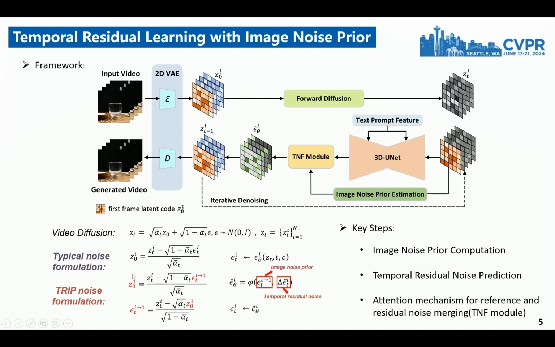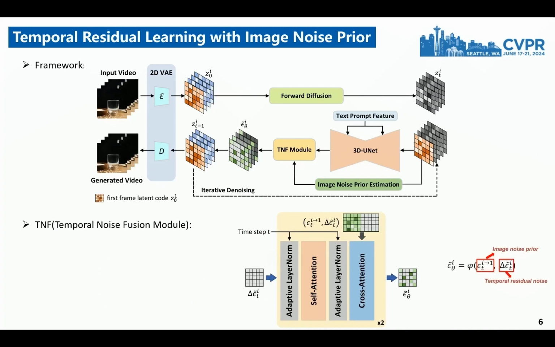As seen from the third line formula, it means that the noised video latent code can be denoised to the clean first frame latent code by subtracting the image-noise pair. Hence, due to the interframe correlation, it's sufficient for the 3D-UNet to predict the residual noise to capture motion dynamics. Then, using the TNF module, the image-noise pair and the residual noise are dynamically merged. Specifically, the network design of the TNF module is as follows. It's a transformer structure that includes self-attention and cross-attention mechanisms. Here is the final loss function. The epsilon mentioned here is our new noise format.